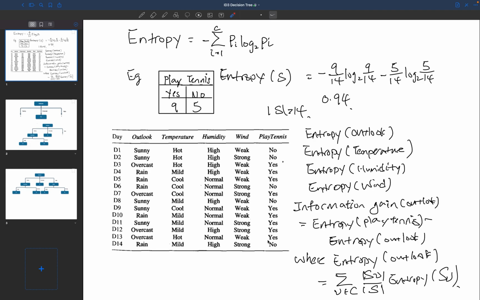A decision tree is a well-known machine learning algorithm that can be used for both classification and regression. Decision tree classifies data by asking questions at each node. In this video, I will explain how to work out the decision tree using ID3 algorithm on Python. To explain the ID3 algorithm, we need to understand two very important concepts: entropy and information gain.